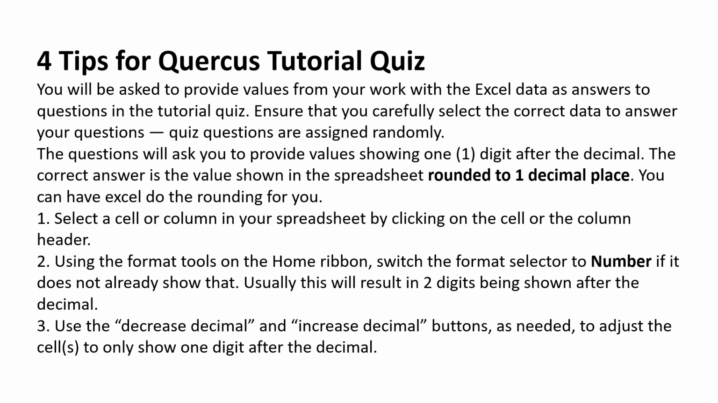Quiz questions are assigned randomly. The questions will ask you to provide values showing 1 digit after the decimal. The correct answer is the value shown in the spreadsheet rounded to 1 decimal place. You can have Excel do the rounding for you. Just follow the steps here.